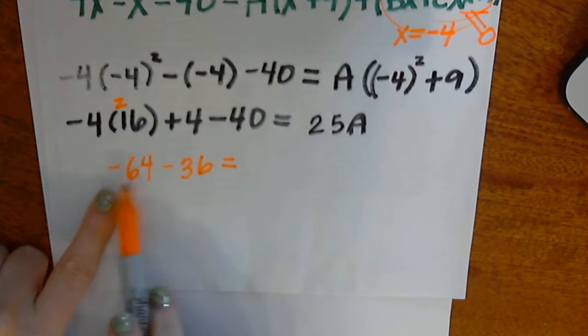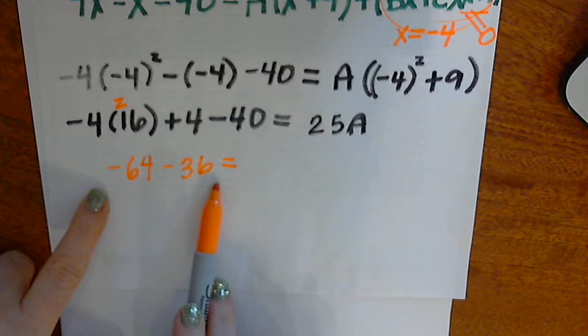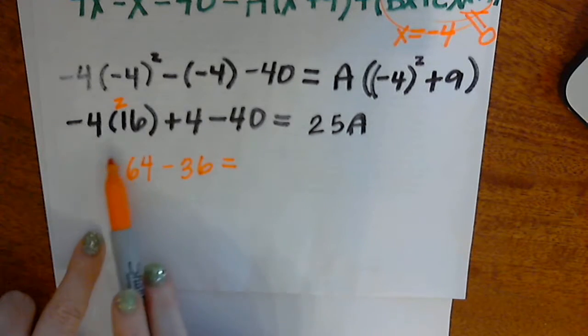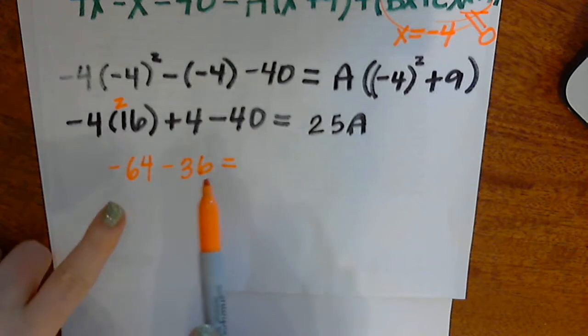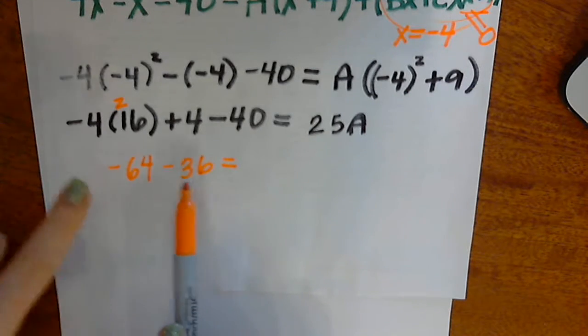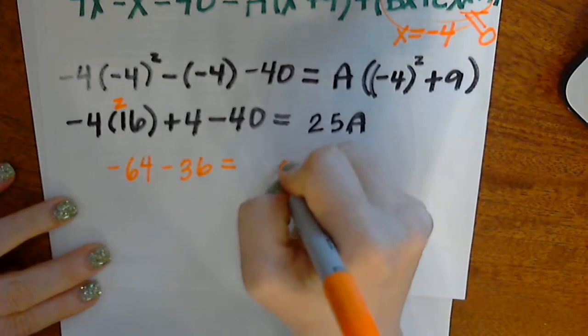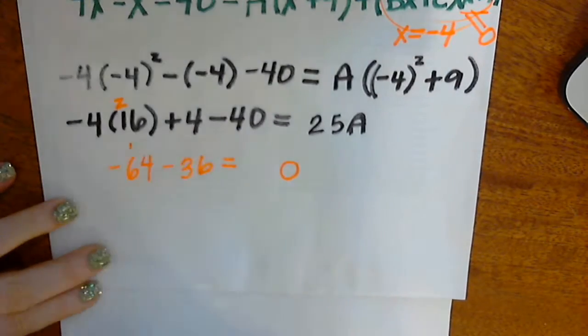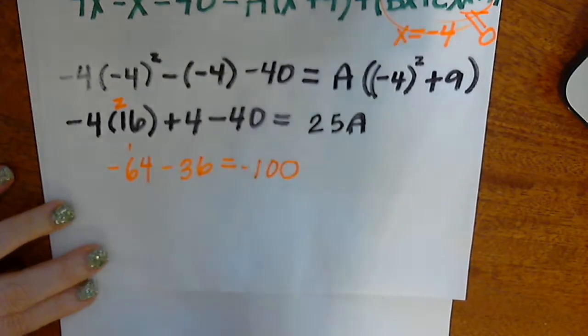All right, so now notice they both have the same sign. So this is a -64 minus 36. That means they're both going the same direction. They're both decreasing. In other words, the numbers are going to add, but you keep the sign. So 6 plus 4 is 10. Carry the 1. 6 plus 3 is 9, which is 10. But this is a -100.